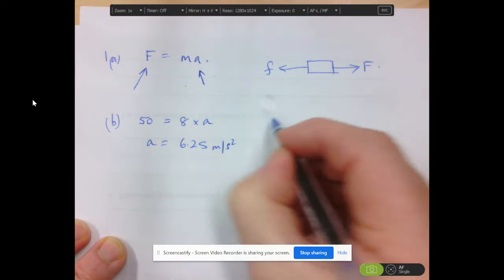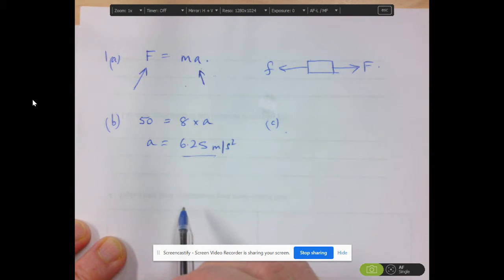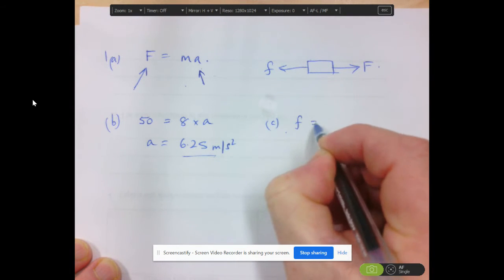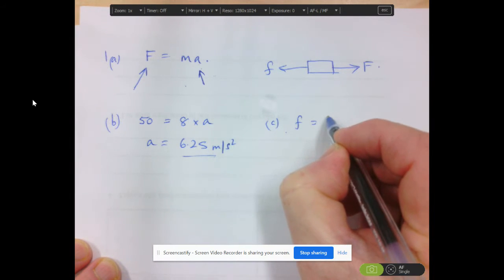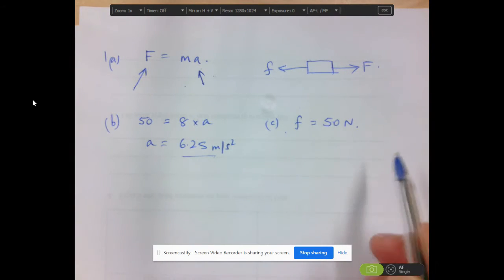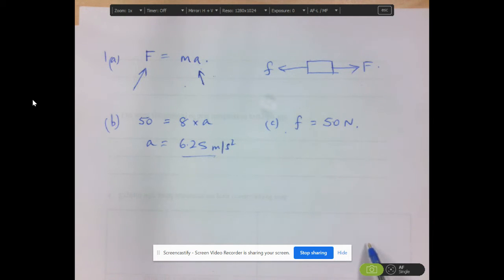The frictional force, because it is not giving that acceleration, it's actually giving an acceleration of 0 because there is no change in velocity, then the frictional force must equal the forward force, which is 50 newtons, in the opposite direction. So this would be in the opposite direction to capital F there.